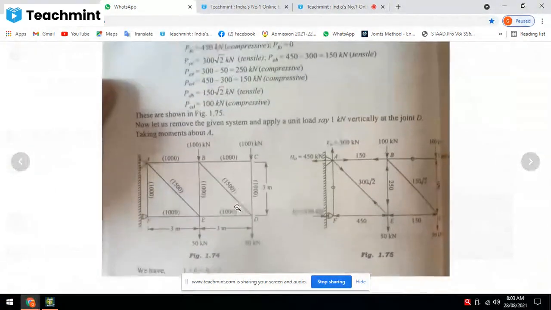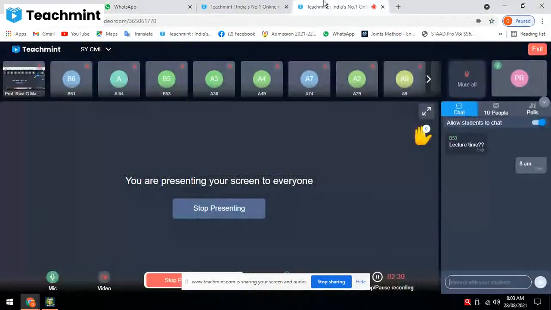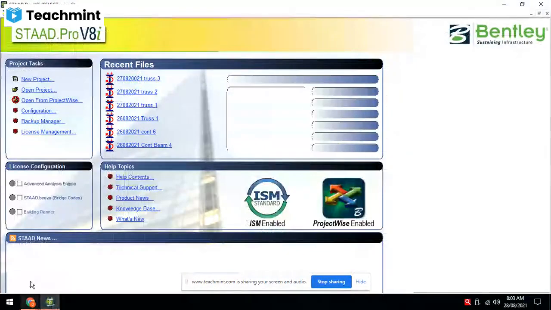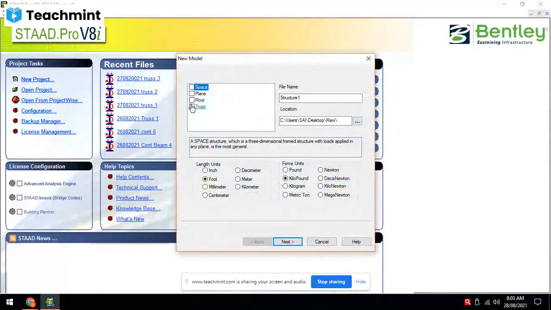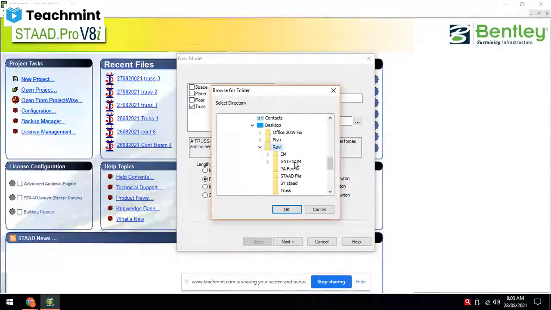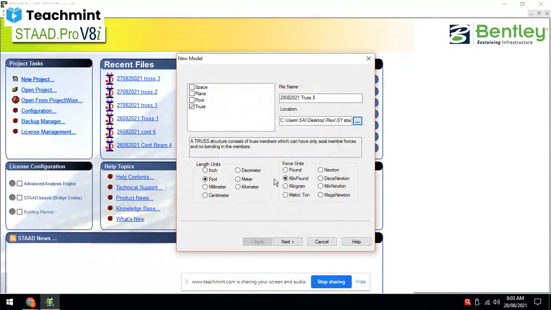Okay, so now we'll take this numerical. Click on the new project, Truss. So today is your 28. Meter, kilonewton, truss. Next.